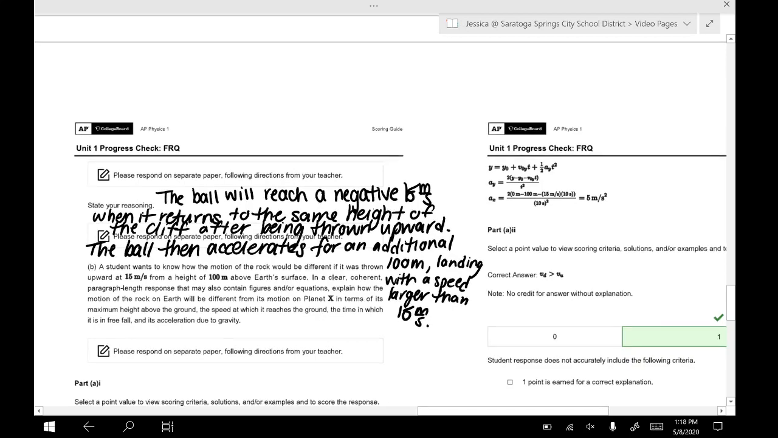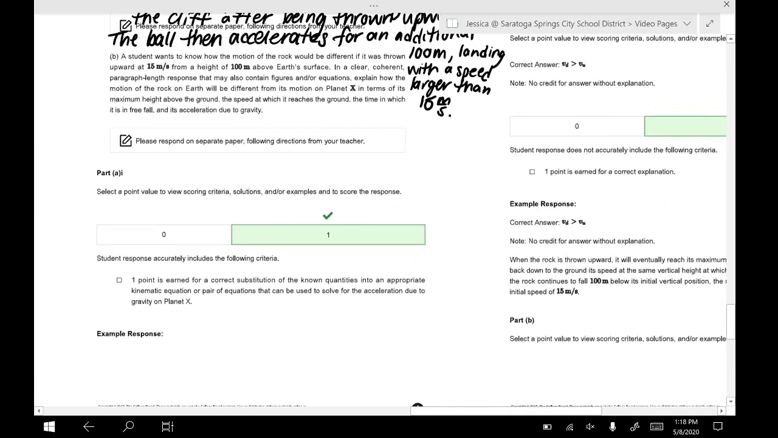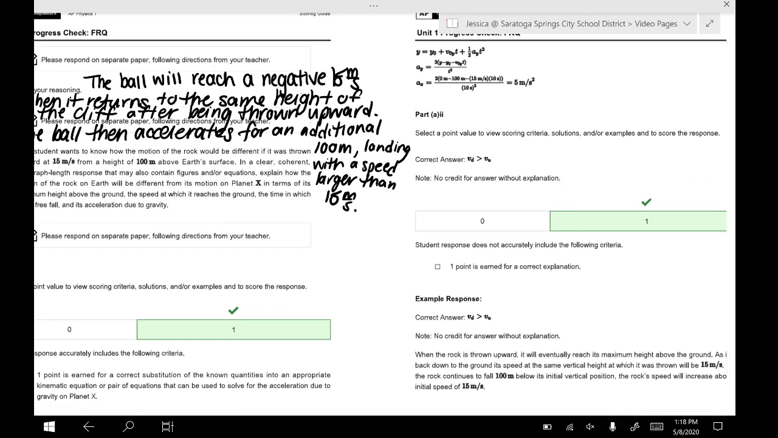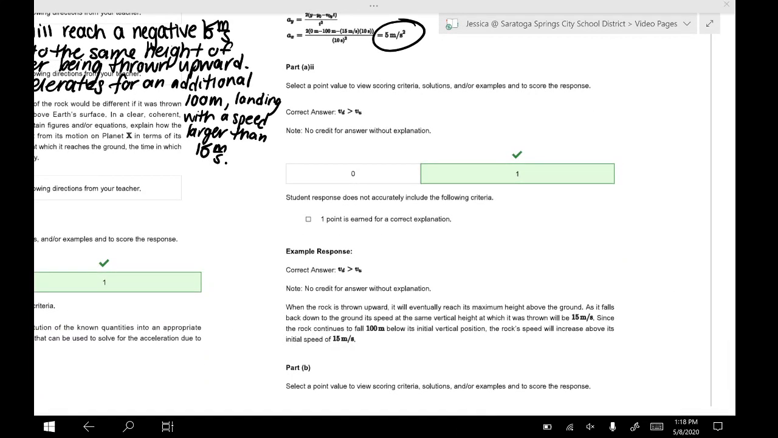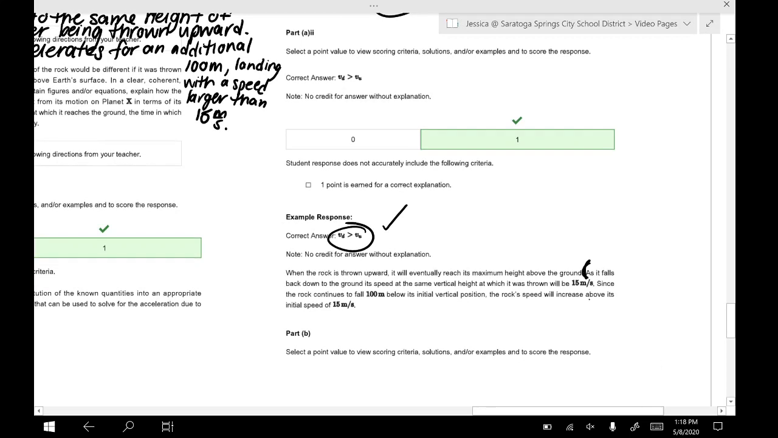Okay, so let's check my points for that. So for A1, I get 1 point for that 5 meters a second, but I got it. A2, I get 1 point for VD is greater than V up. Hooray. So when the rock is thrown upwards, it eventually reaches a maximum height as it falls back down to the ground. The same vertical height with which it was thrown will be 15 meters a second. So I started with the second sentence and then said, as the rock continues to fall or accelerate for an additional 100 meters, the rock speed increases above 15 meters a second. So I also got that 1 point.